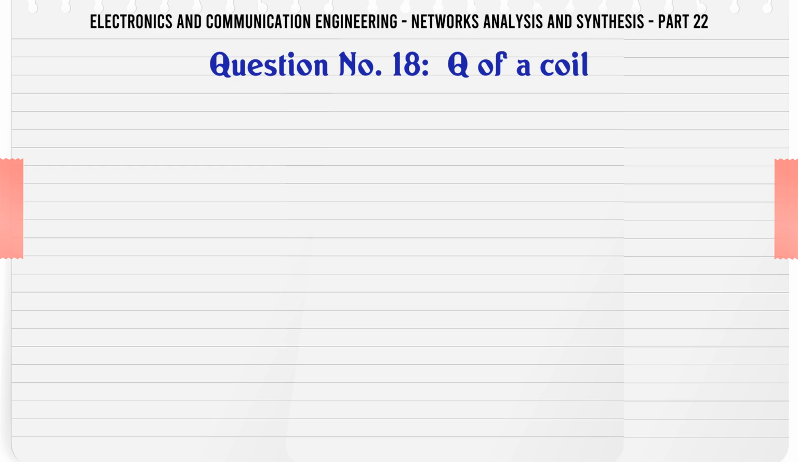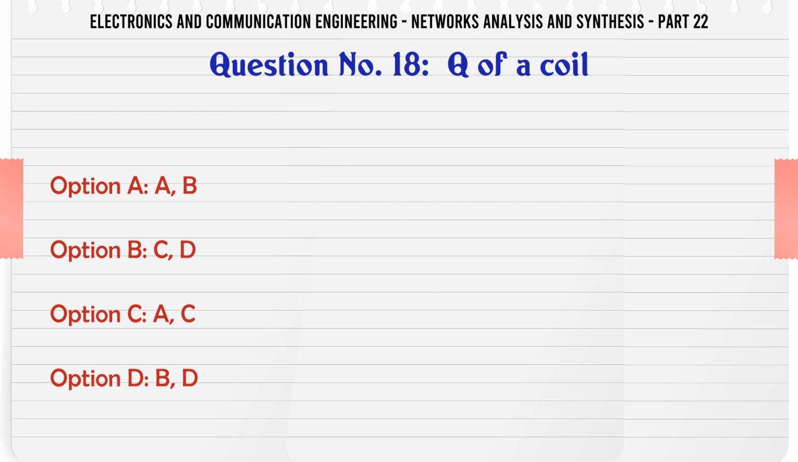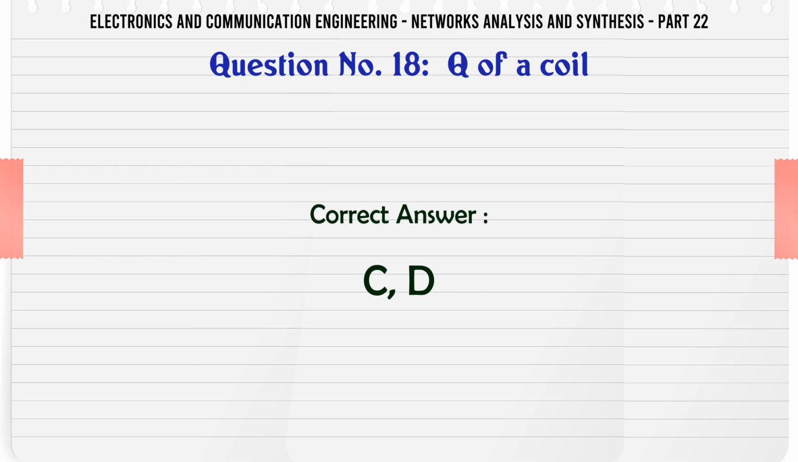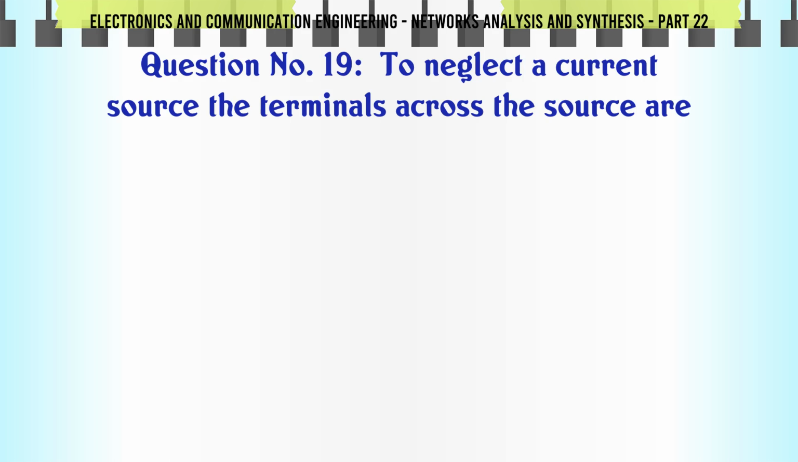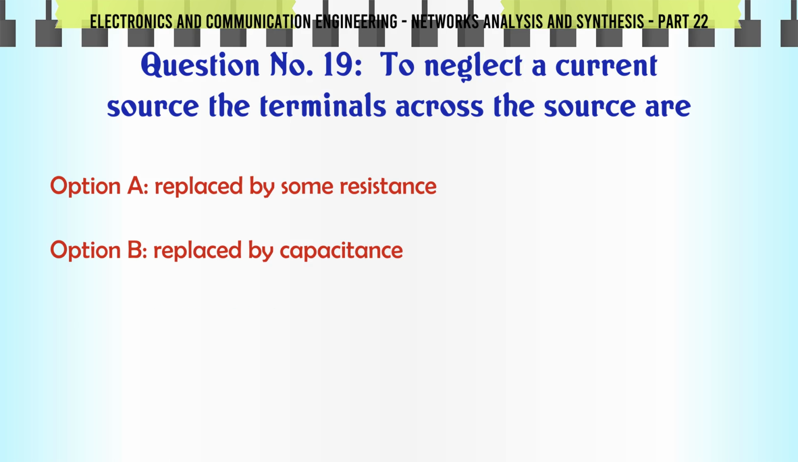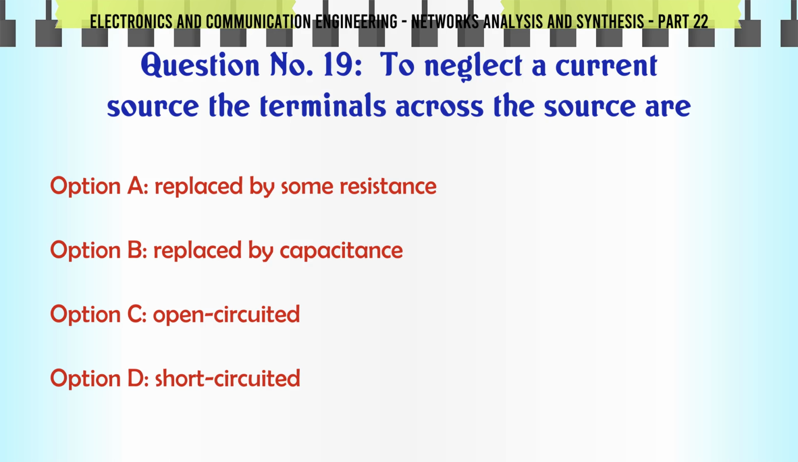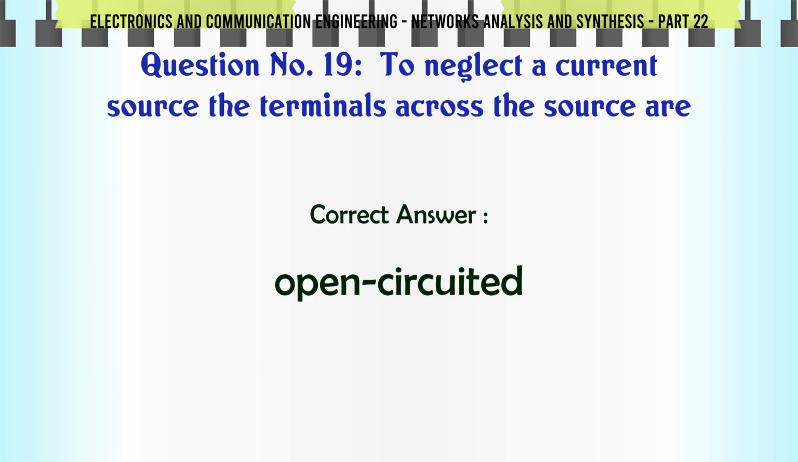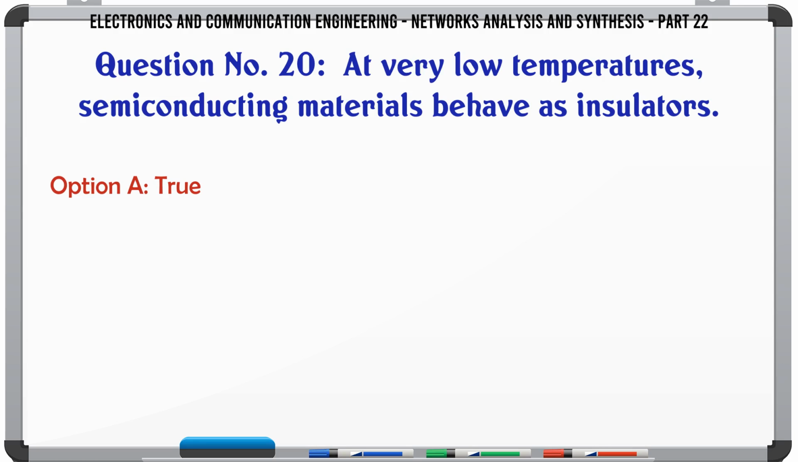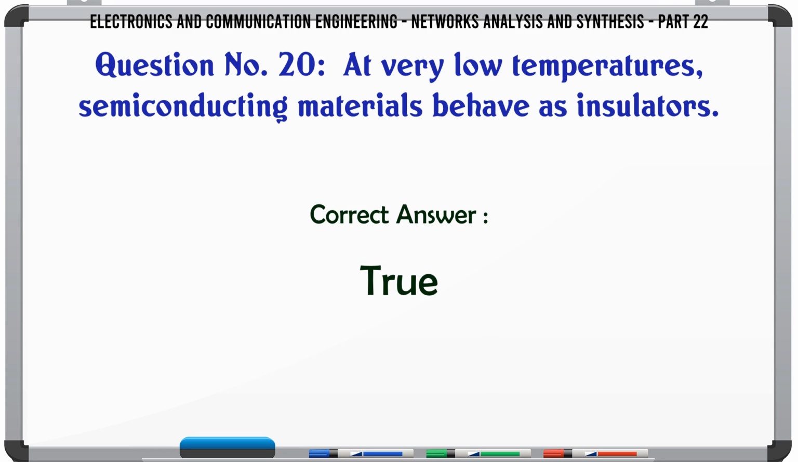Q of a coil: A. AB, B. CD, C. AC, D. BD. The correct answer is CD. To neglect a current source, the terminals across the source are A. replaced by some resistance, B. replaced by capacitance, C. open-circuited, D. short-circuited. The correct answer is open-circuited. At very low temperatures, semiconducting materials behave as insulators. A. true, B. false. The correct answer is true.